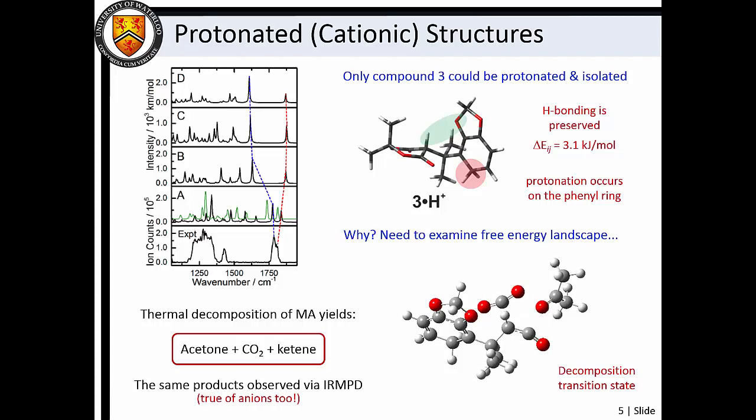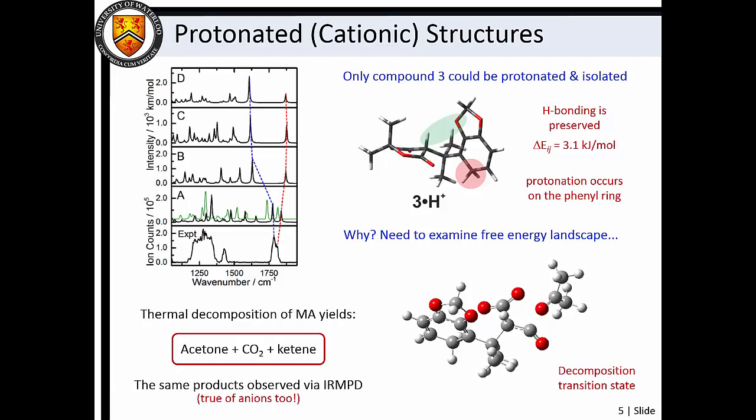First, it is important to note that thermal decomposition of Meldrum's acid derivatives yields carbon dioxide, acetone, and a reactive ketene. Indeed, irreversibly generating this reactive ketene is a desirable feature of Meldrum's acid chemistry. These same products were observed in the infrared multiple photon dissociation process for the protonated and deprotonated species studied here.